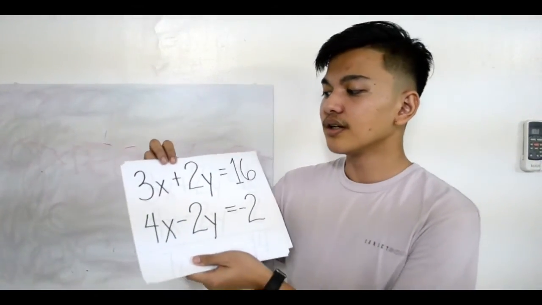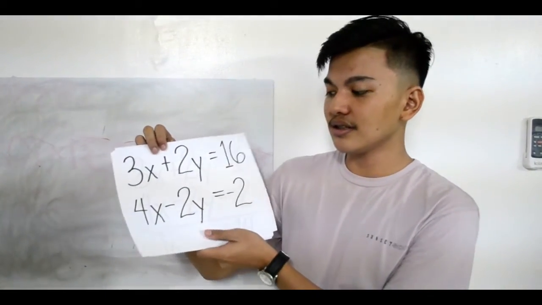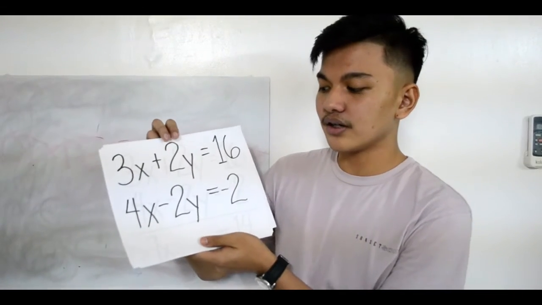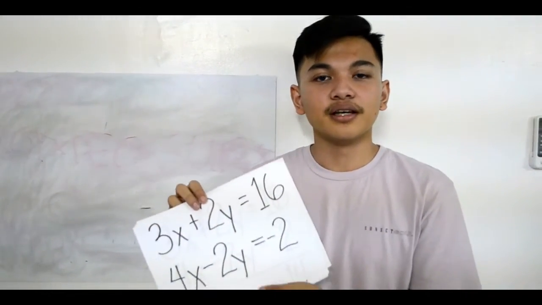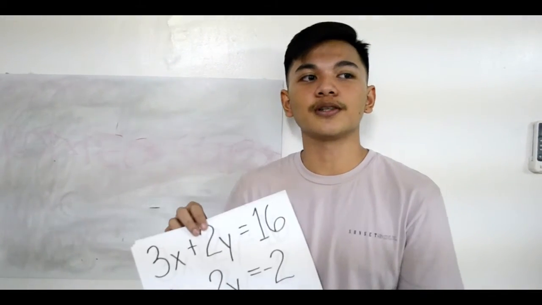Let's now use the elimination method. We have our example here. 3x + 2y = 16 as our first equation, then 4x - 2y = -2 as our second equation. The system is now ready for elimination as it is.